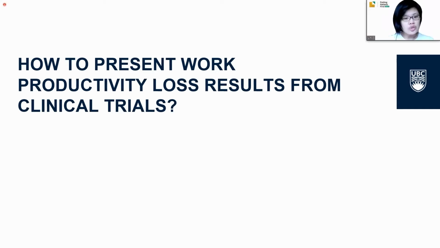Next, we're going to turn to how to present work productivity loss results from clinical trials. Before we continue, I'd like to explain that by work productivity loss results, we mean work productivity loss due to health problems for patients and due to caregiving responsibilities undertaken by caregivers. I would like to preface by saying that we are still in the analysis stage for this project, so we'll be presenting preliminary findings.